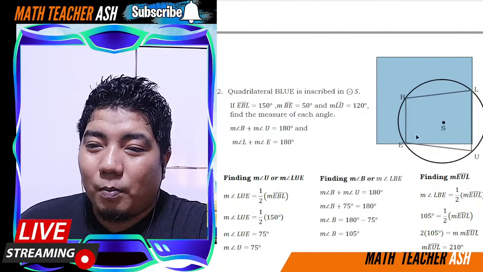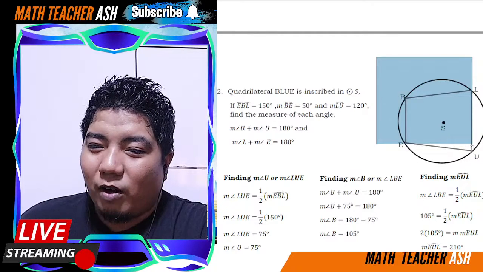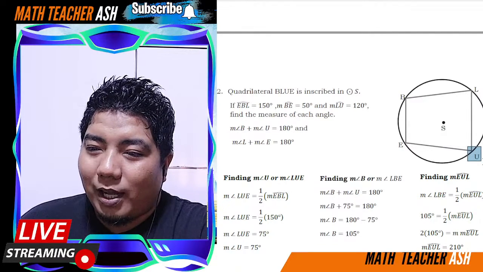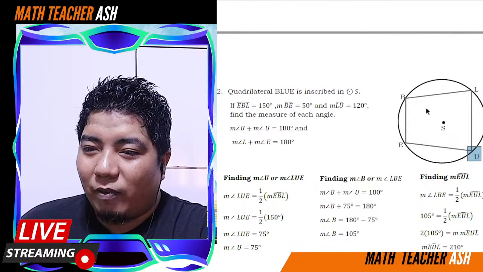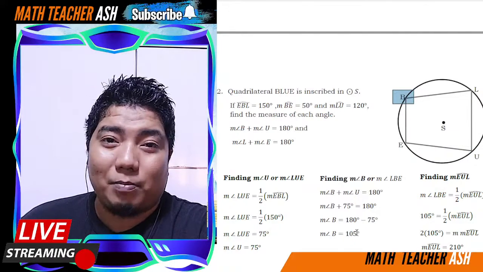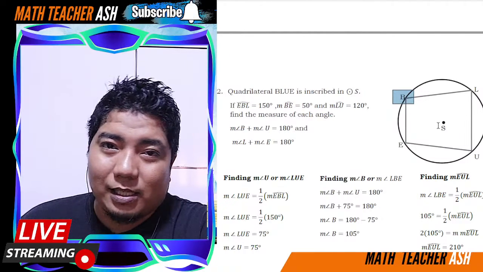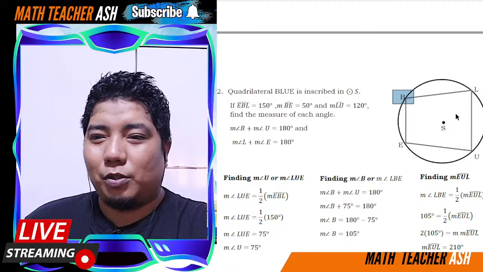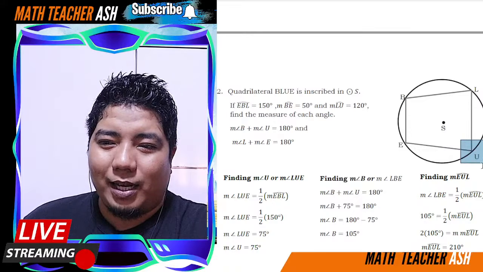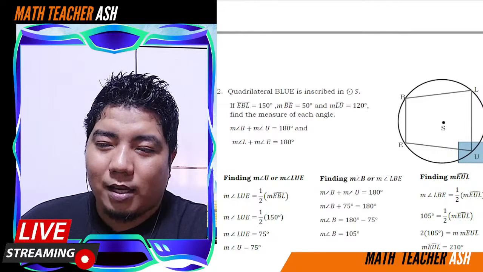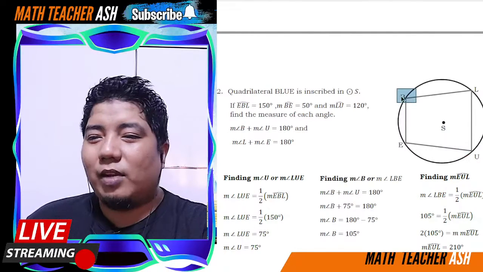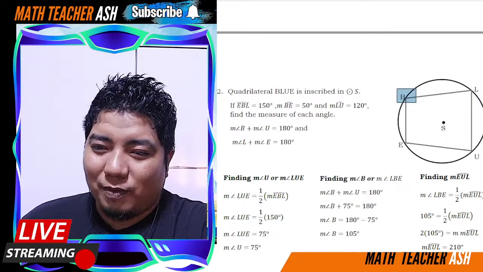Now, if this is 75 degrees, then ima-minus mo lang ito sa 180 degrees, then the answer is 105. Therefore, this one here is 105. Bakit? Because, remember, the two opposite angles are supplementary with each other. So, pag i-add mo si angle B at angle U, the total is 180. Since meron ka nang nakuhang angle U, which is 75, minus mo lang sa 180, that is 105, you have now two measurements of your angle.